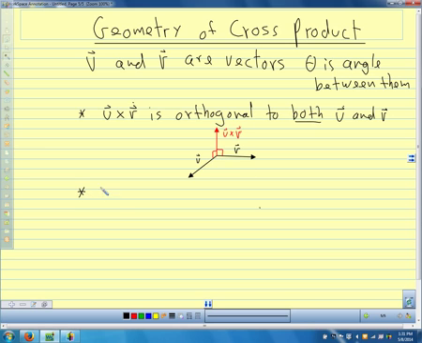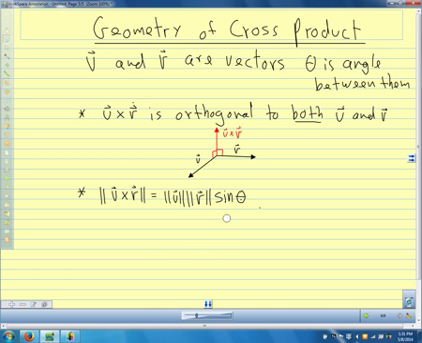Second geometric property. The magnitude of the cross product is the magnitude of u times the magnitude of v times the sine of the angle between them. So contrast this with the dot product. The dot product was the magnitude of u times the magnitude of v times the cosine of the angle between them. So the dot product is related to the cosine of the angle. The cross product is related to the sine of the angle.